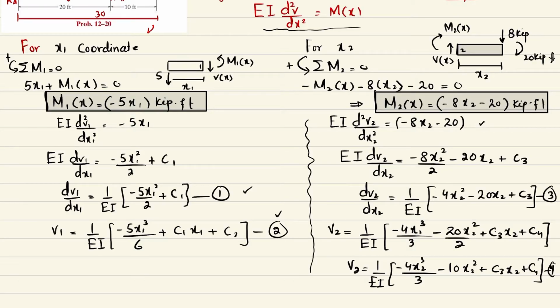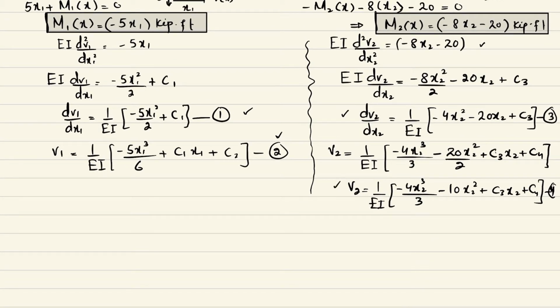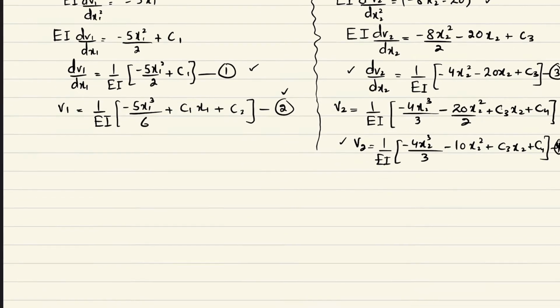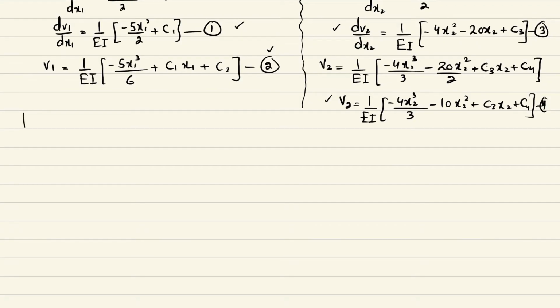Equation 3 is for the slope for the x2 coordinate, and equation number 4 is the deflection for coordinate x2. You can see we have four unknowns, that is c1, c2, c3 and c4. They are unknown constants of integration, so we will find them by using boundary conditions. So I will write the boundary conditions.